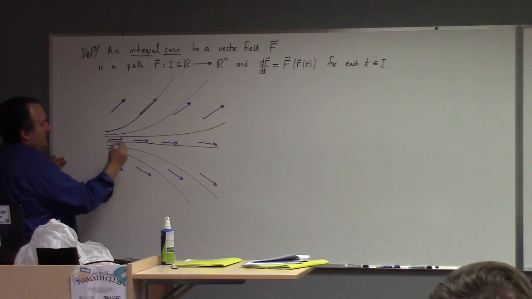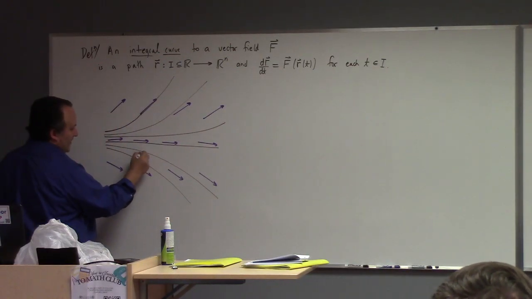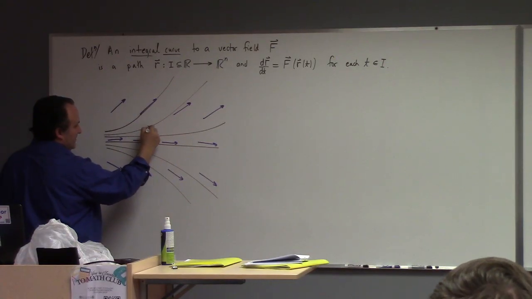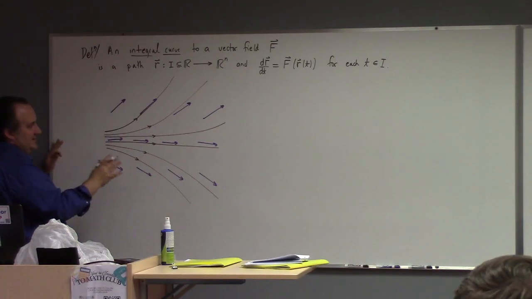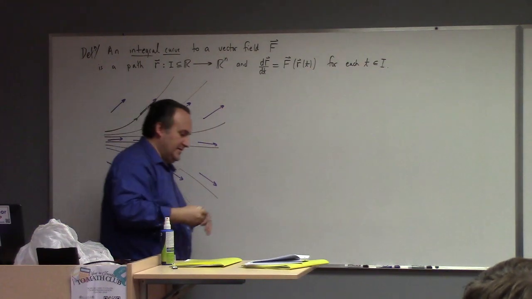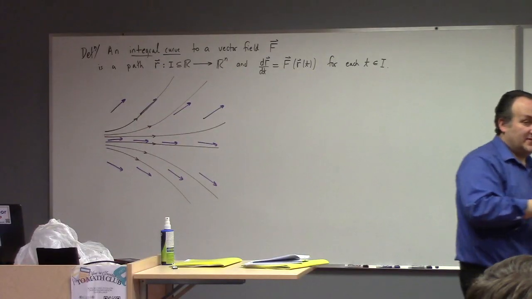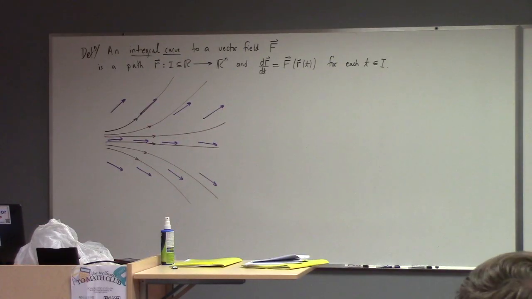But a path is a parameterization, a parameterized curve, and so it's got a sense of direction. And so the point is, the integral curve is such that its tangent field, its velocity field, directly matches the given vector field at each point that you can consider it.